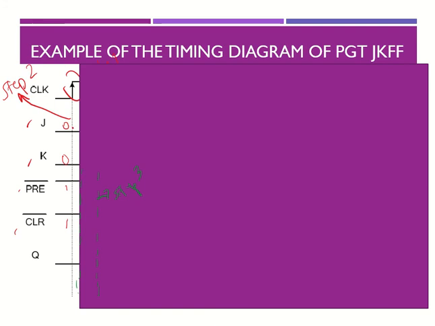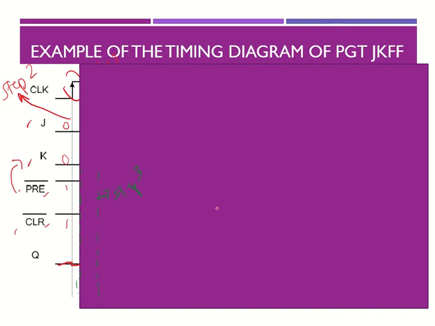First, you need to see your pre and clear. Pre and clear are not in active mode, so that's good and now you can focus. The next step is to focus on J and K. J and K are 0 0, and 0 0 means hold. So you just hold the output as it is.